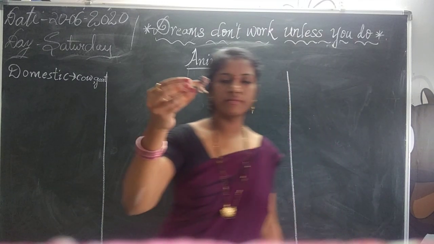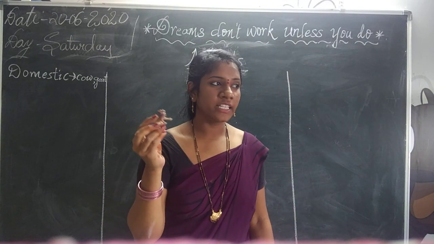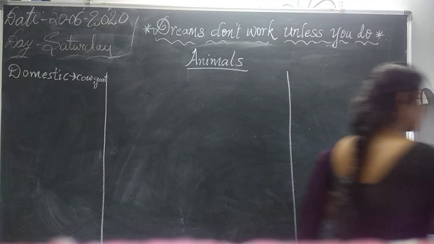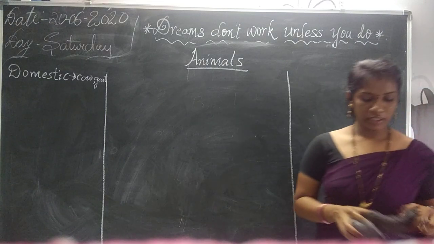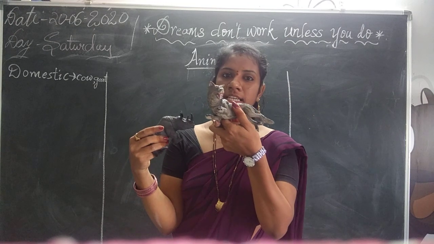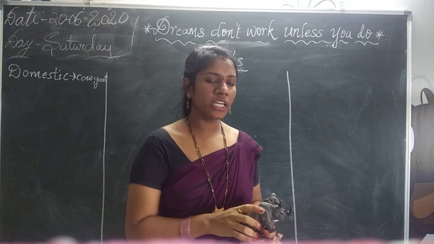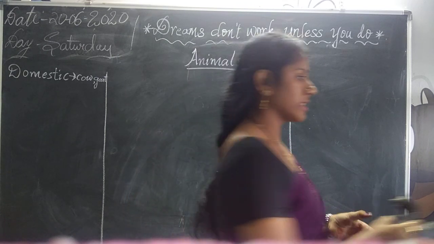See this, children. What is this animal? Lion. Okay, and lion, elephant, giraffe, and rhinoceros. You know rhinoceros? See, hippopotamus and fox. These are the wild animals because they can hunt other animals, and they can kill other animals. That type of animals we can call wild animals.